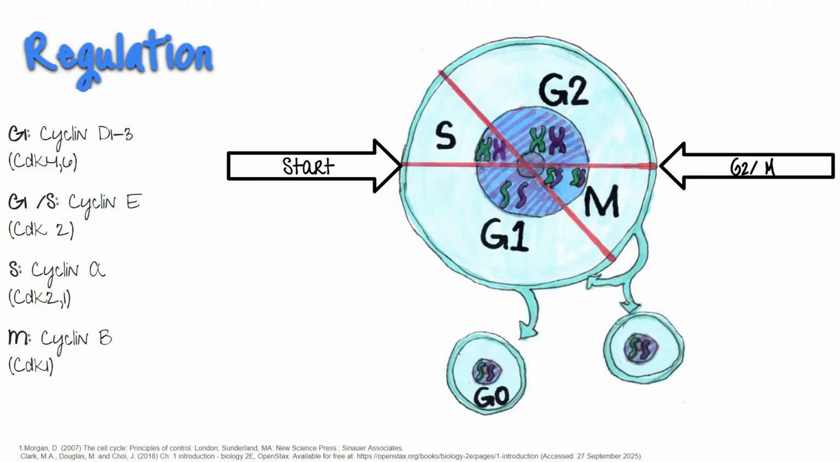In G1, cyclin D is responsible for increasing DNA building blocks. In G1/S, cyclin E acts as a global regulator of cell cycle entry. In S, cyclin A is responsible for initiation of the DNA replication. In M, cyclin B allows entry into mitosis.